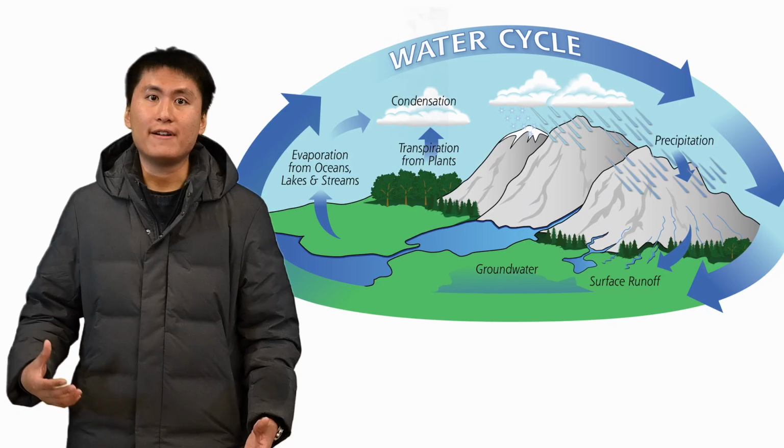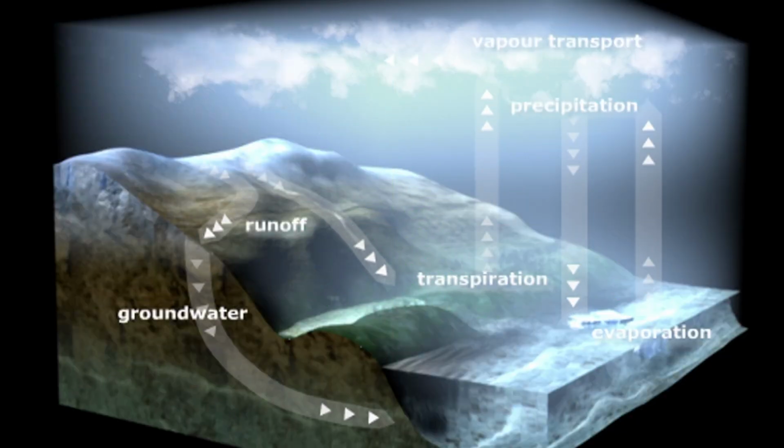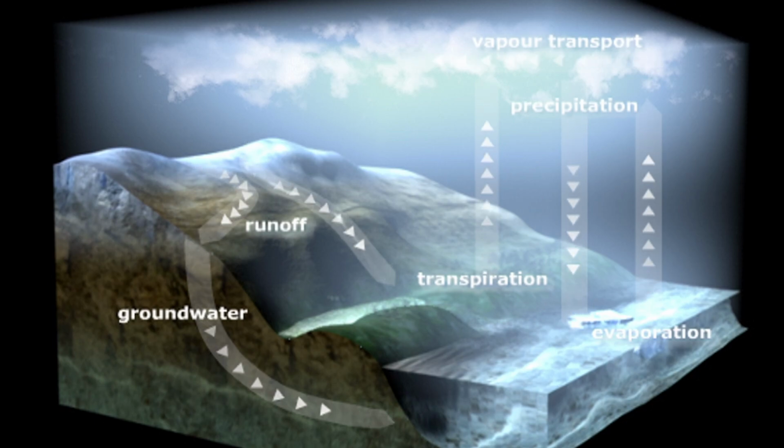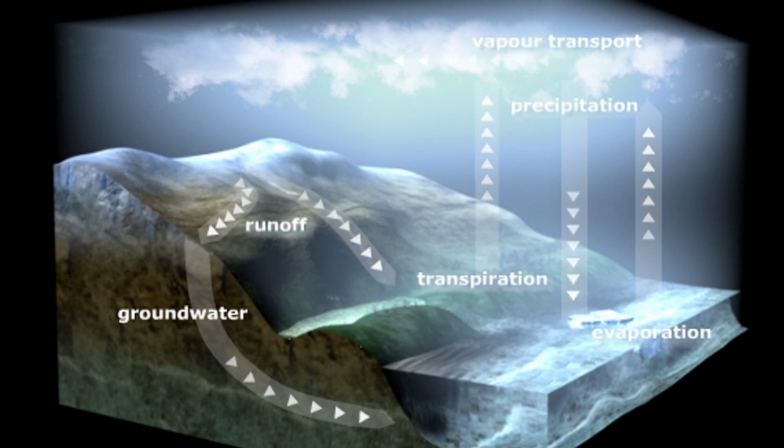Water in the ocean evaporates to form water vapor in the atmosphere. The water vapor is transported to the land by wind. Along the way, it is precipitated as rain or snow if it's cold. Rain that falls to land has three common paths.